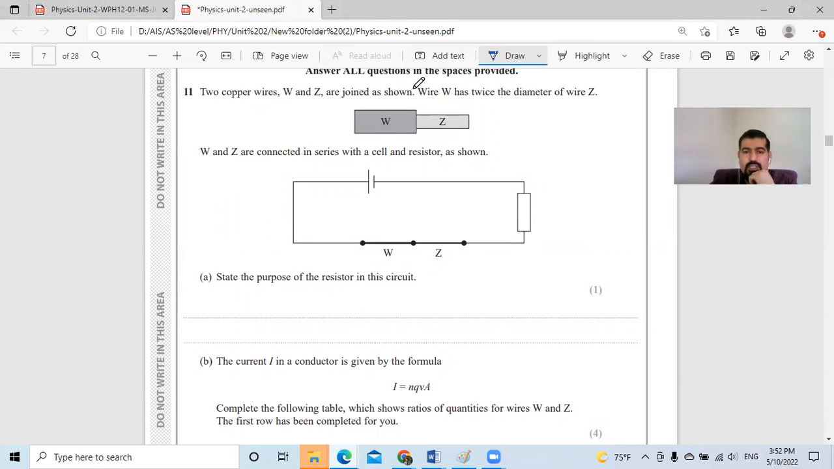For example, in question 11, what do we have? Two copper wires, W and Z. So both of them are copper. W and Z are joined, as shown. They are joined in series, where W has twice the diameter of Z. That means the cross-section area for W is equal to 4 times the cross-section area for whom? For Z.